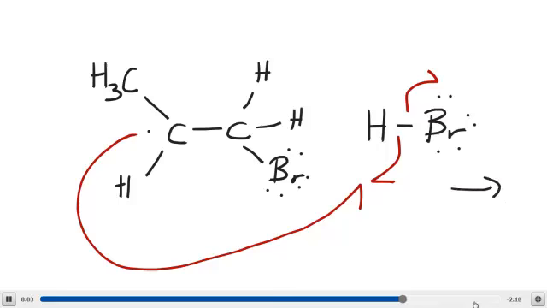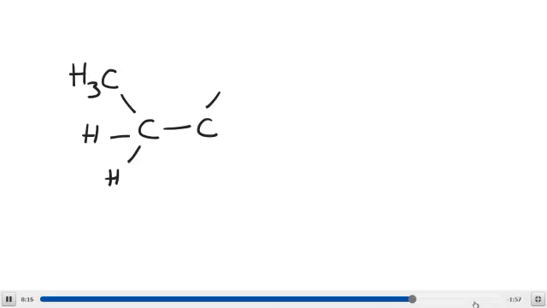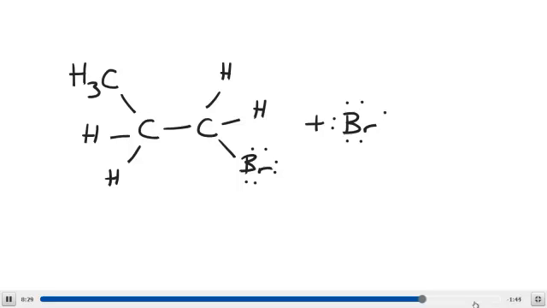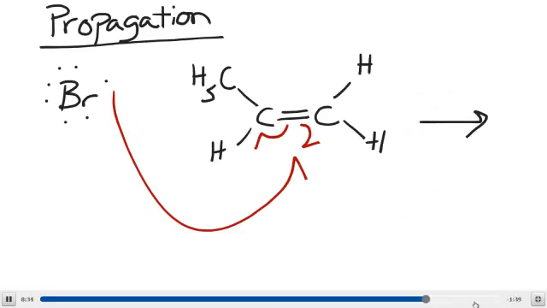So again, remember, we're starting with a radical. You're going to have to make a radical, and I'll show that radical here in a minute. You made another bromine radical, which is wonderful, so you can use it and go all the way to the beginning again and start all over. Okay, so we had a radical and we made one.